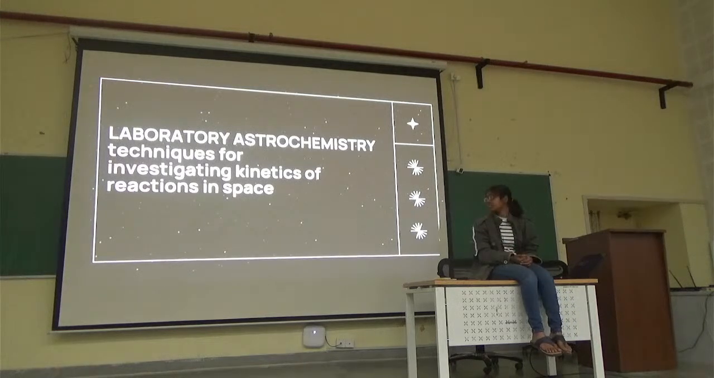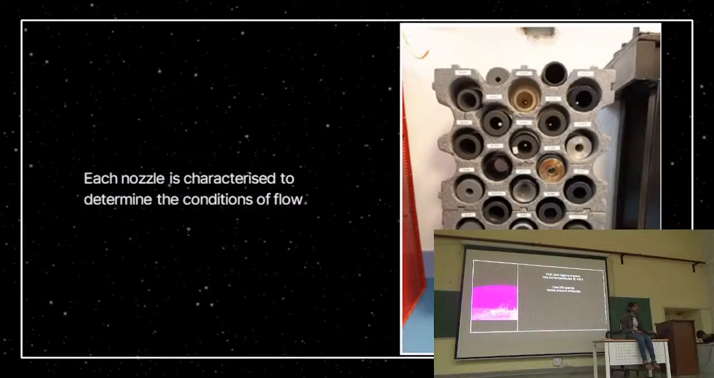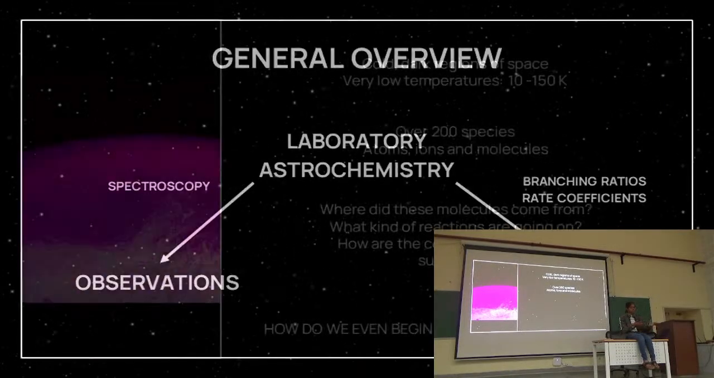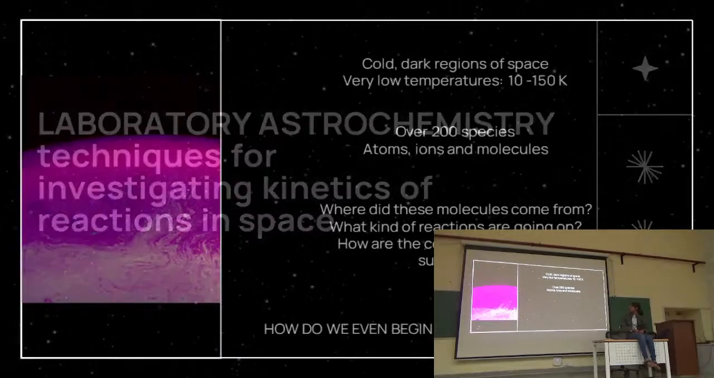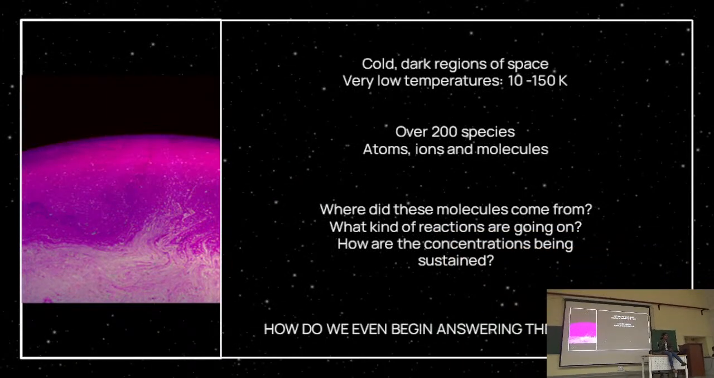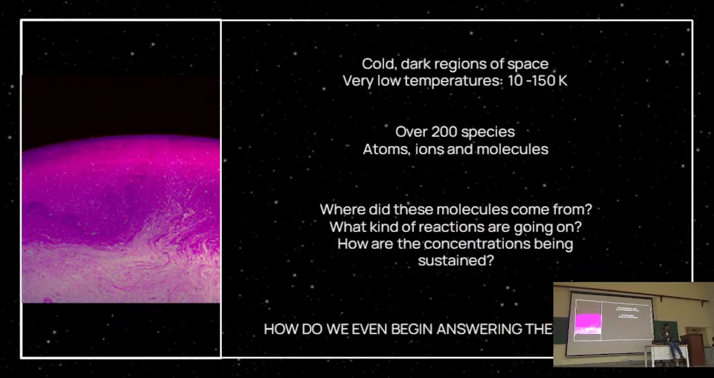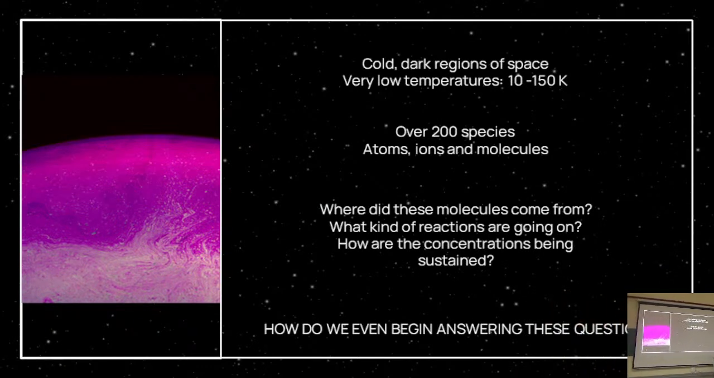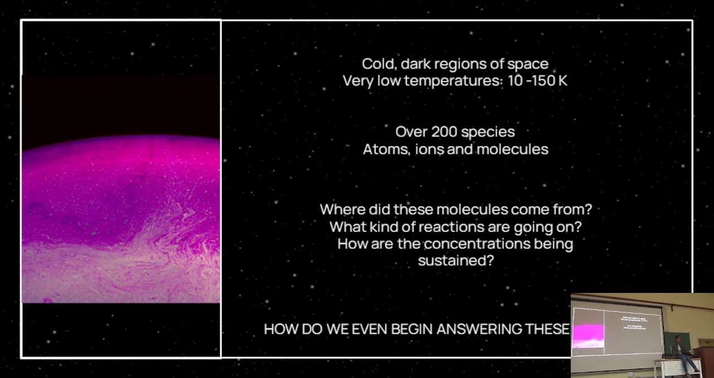Most of this work is with respect to the work done in the University of Rennes by Dr. Ian Sims and his group at the IPR. If you have read my abstract, there are different regions in space, but this talk is mostly about reactions going on in the cold and dark regions of space. The temperatures in these regions are very low, between 10 to 150 Kelvin. There are over 200 molecules, ions, atoms that have been detected.